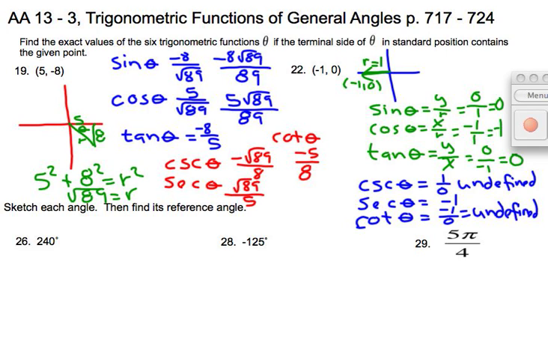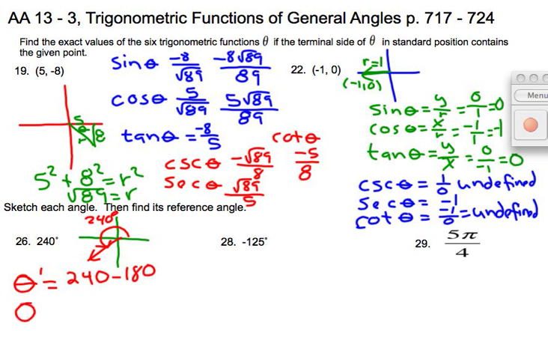Questions 26 through 29 here are asking us to sketch the angle and find the reference angle. Reference angles are always a positive angle. That's going to be anywhere from 0 to 90 degrees. So when I'm looking at problem 26 here, to sketch the angle, 240 degrees puts me into the 3rd quadrant. Again, like last section, make sure you label it. Now when I'm in the 3rd quadrant, to find my reference angle, which is marked by theta prime, I'm going to take my 240, subtract 180, and my reference angle will be 60 degrees.